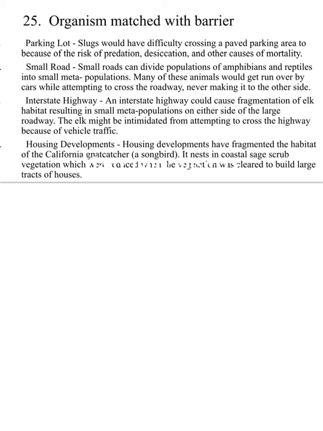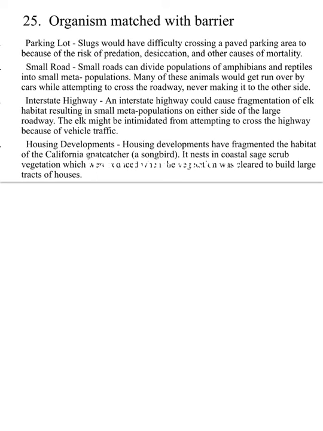Okay, for number 25, you could have many, many different answers. This is what the key had, so you can have an idea. What kind of organism would have a problem with that type of barrier? So for a parking lot, something like a slug would have a hard time. Maybe there would be a predator there. It's really large for them to be able to cross, the parking lot. They might dry out by the time they made it across, etc.